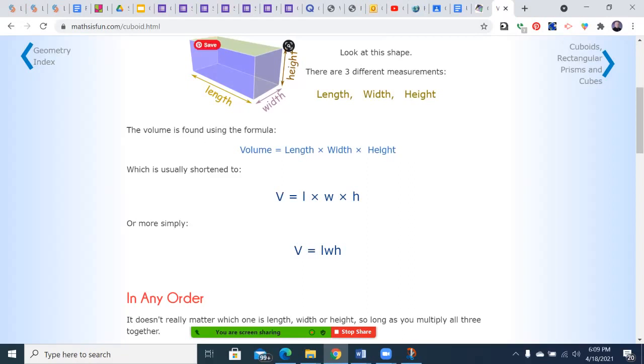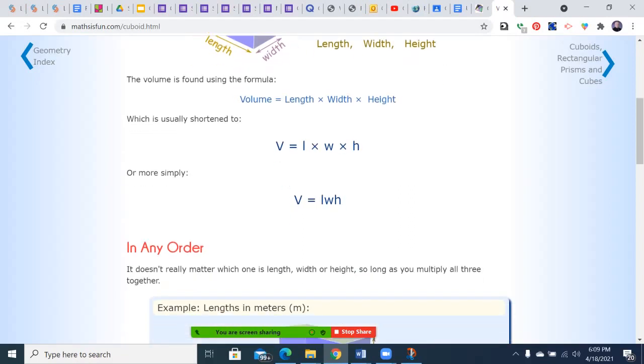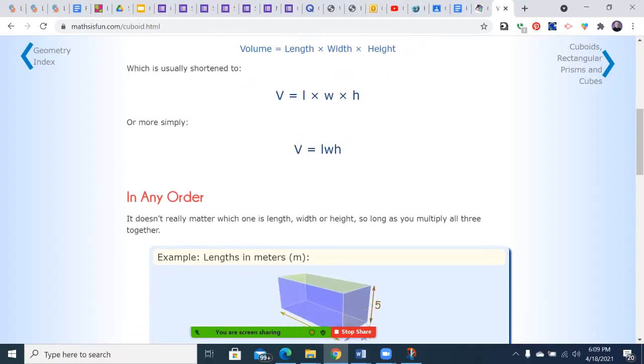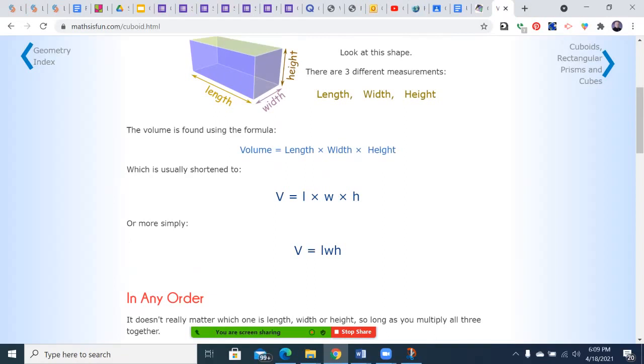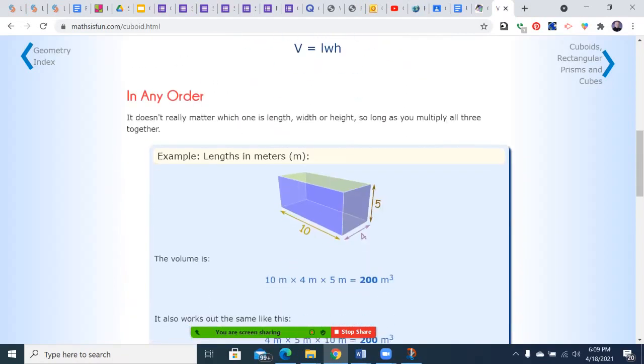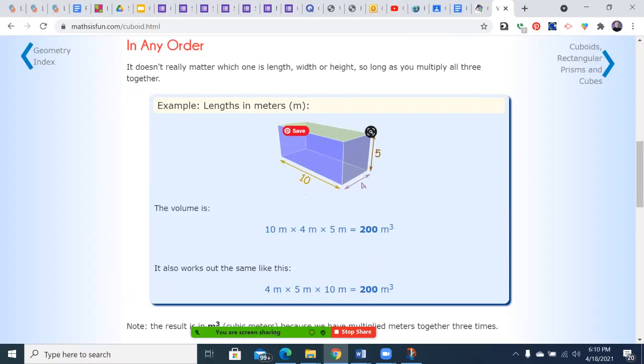You may be familiar with width times height or length times height for area. Now, if you already knew the area, you could multiply by that third measure. And we use the letters L, W, and H for length, width, and height, and a capital V for volume. Because of the commutative property of multiplication, it doesn't matter in which order you multiply. So using the example here, we had 10, 4, and 5.